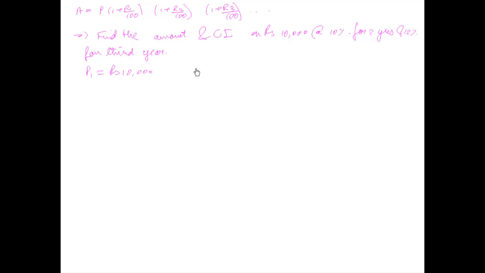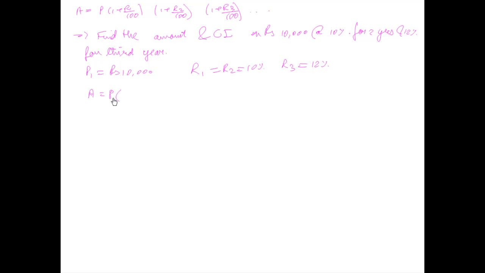Question says, find the amount and compound interest on rupees 10,000 at the rate of 10% for 2 years and 12% for third year. So children, principal is rupees 10,000. Rates 1 and 2 are the same at 10%. For third year rate, children, it's 12%. So use the successive years formula.